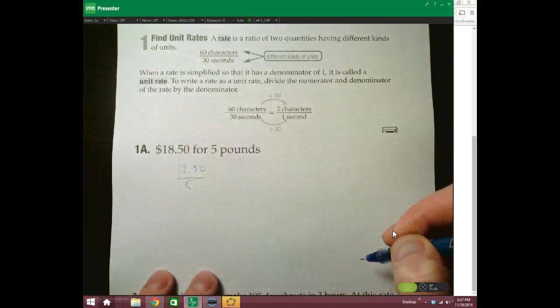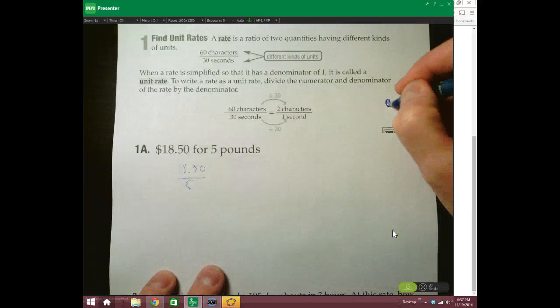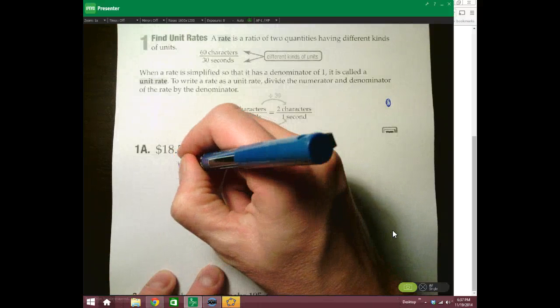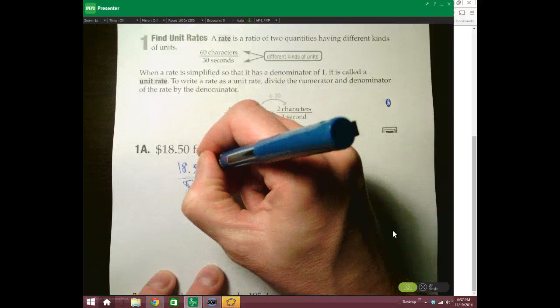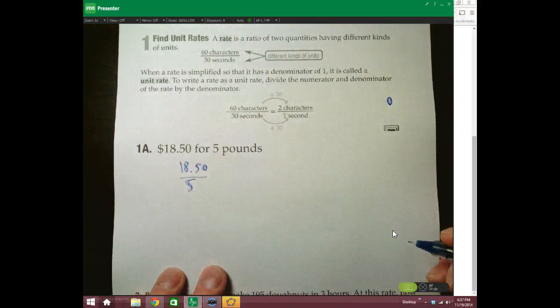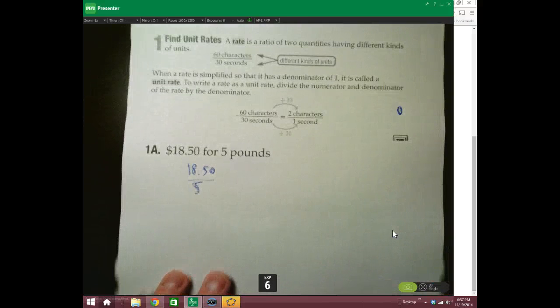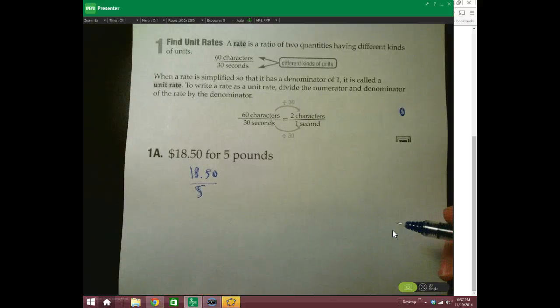See if I can get my pen to write a little bit better. So 18.50 for 5 pounds. So darken up the exposure a bit there too. There we go. That looks a little better.